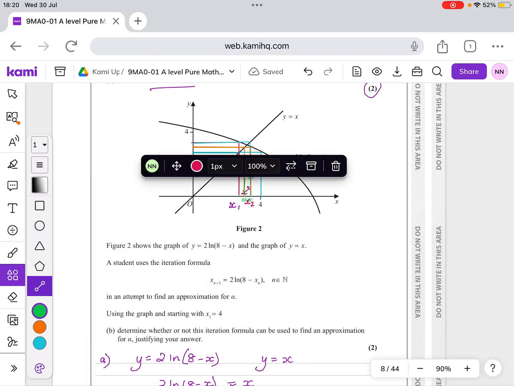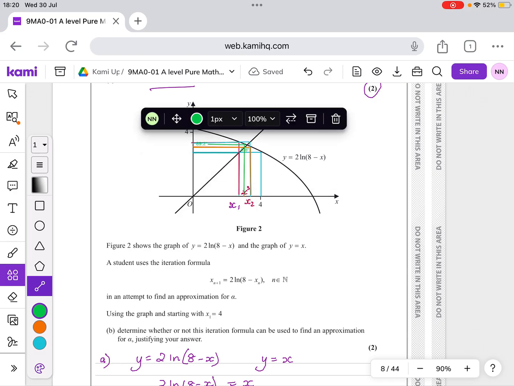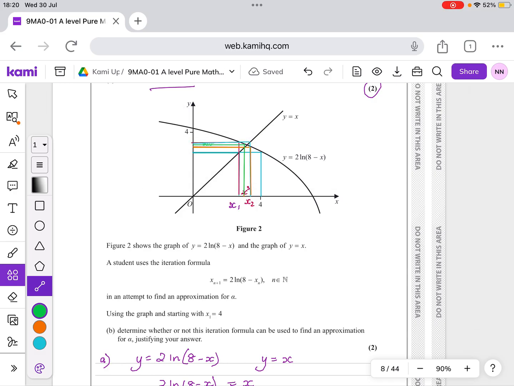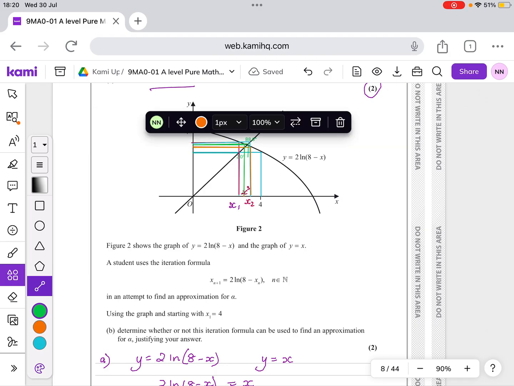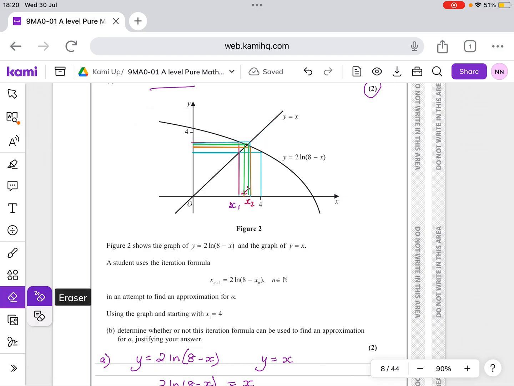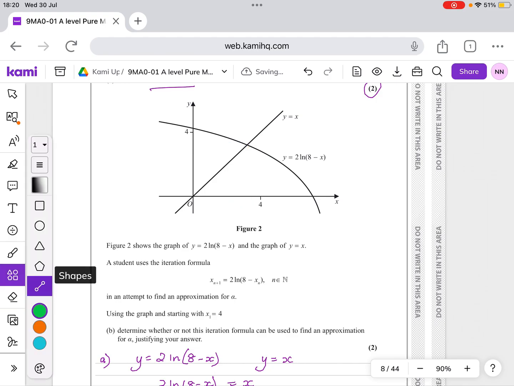And then for my third estimate, I go up to the curved graph, come off, and then go back in to the XY. Oh, we're getting much closer now. And that would be my next estimate. Right, that's the theory behind it. Let me show you what's easier to do. And we'll see. Okay, so what you do when you're doing this, that is the theory.